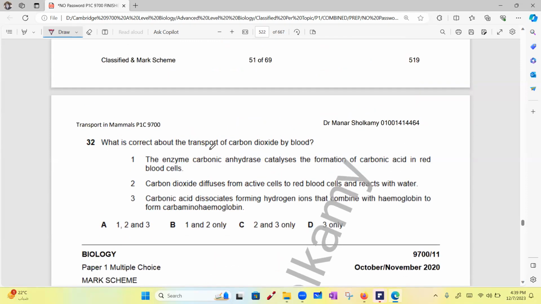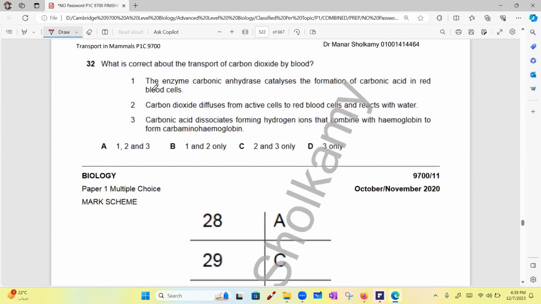32. What is correct about the transport of carbon dioxide by blood? Maryam, give me an answer. 1. The enzyme carbonic anhydrase catalyzes the formation of carbonic acid in red blood cells. What do you think of number 1? True, of course. 2. Carbon dioxide diffuses from active cells to red blood cells and reacts with water. What do you think of 2?